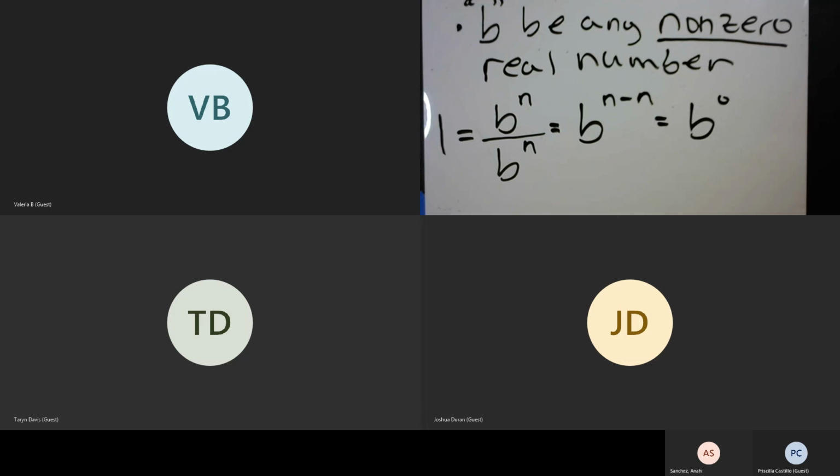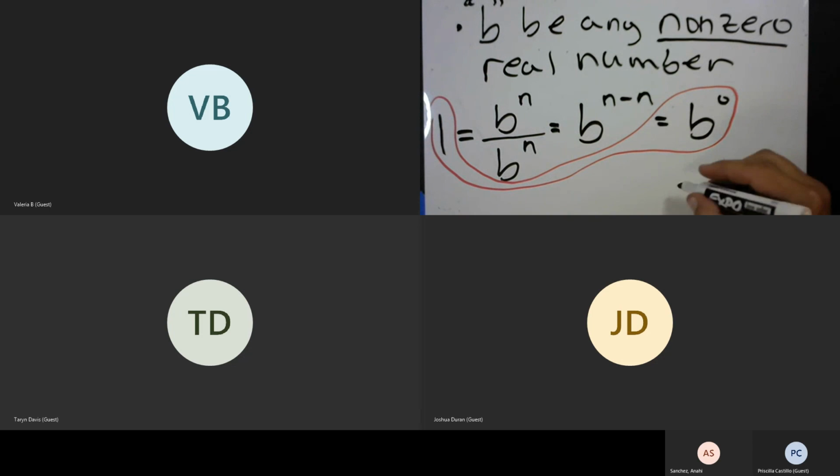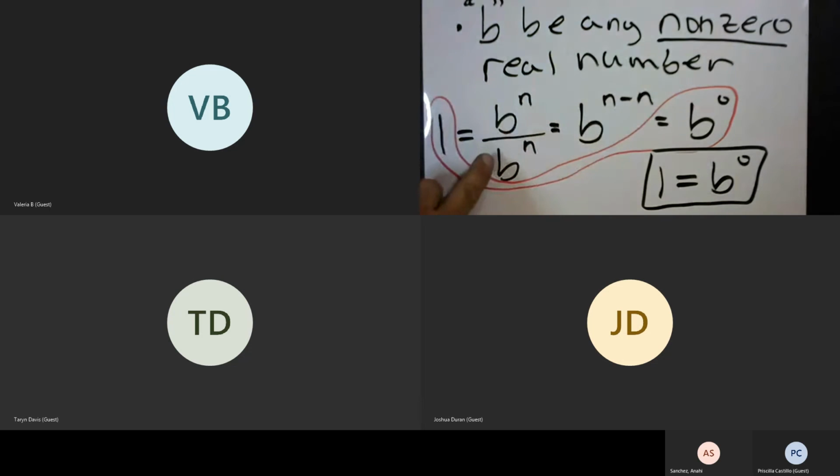So if we do our little shortcut, what we'll find is that for any non-zero number, B to the 0 is equal to 1. Now, the reason it has to be non-zero is that if B is 0, we're going to be dividing by 0, and that's undefined. So we have to have non-zero for B.